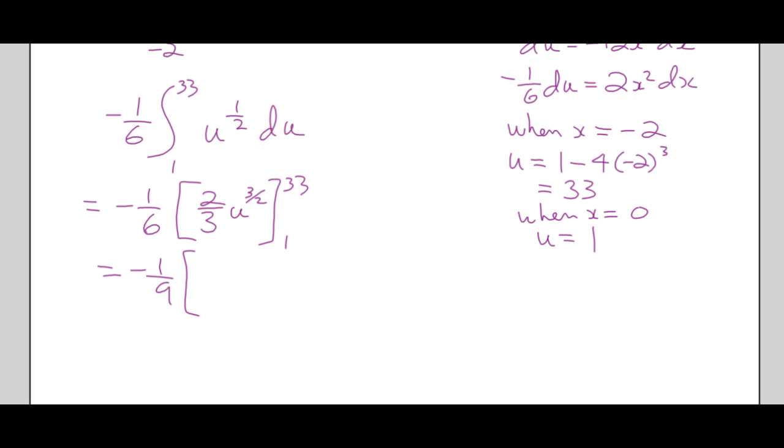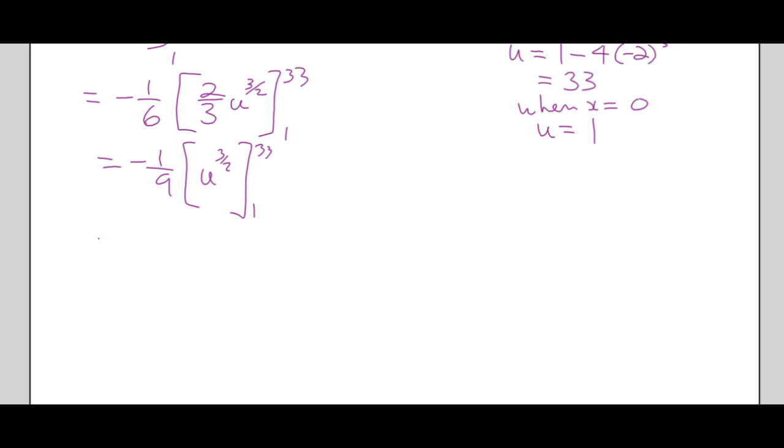Oops, don't need the 2/3 now. All right, so we've got negative 1/9 times, then we're just going to evaluate this. Okay, so upper, so we got 33 to the 3 halves minus 1 to the 3 halves. Right, wait a sec. I think I've done my numbers backwards.